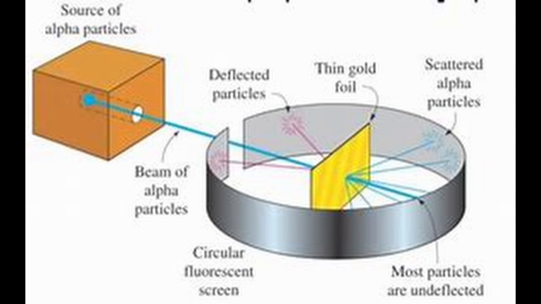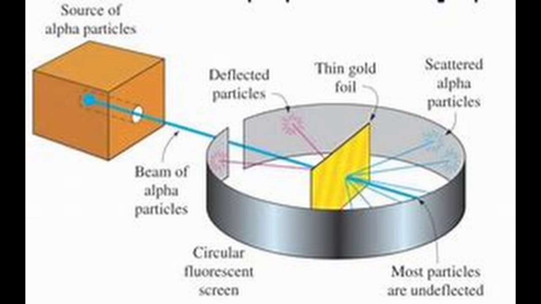Later, when Rutherford and his students bombarded very thin gold foil with alpha particles, they observed that most of the alpha particles passed through the gold foil undeflected. A small fraction of the alpha particles was deflected by small angles. A very few alpha particles, that is 1 in 20,000, bounced back, that is, deflected by 180 degrees.